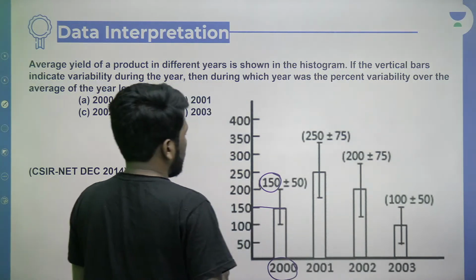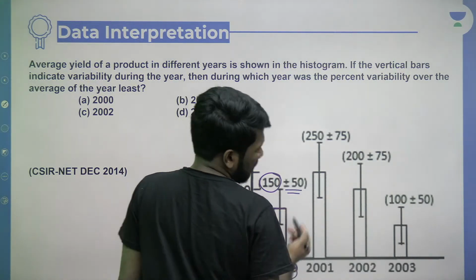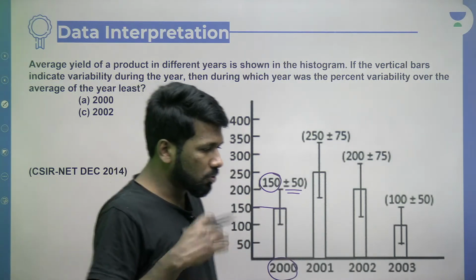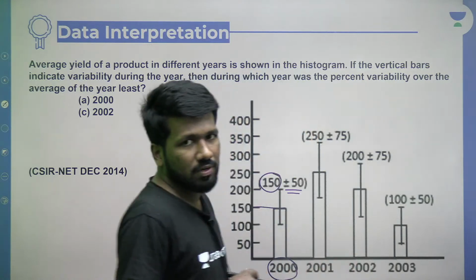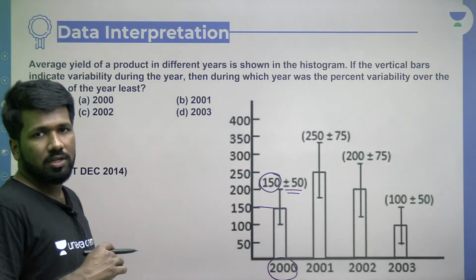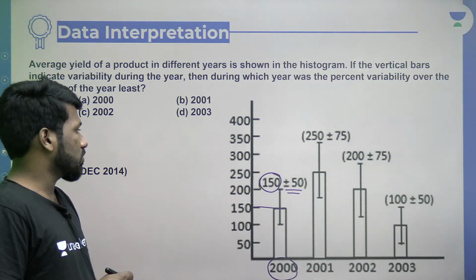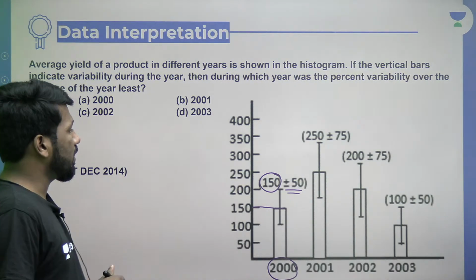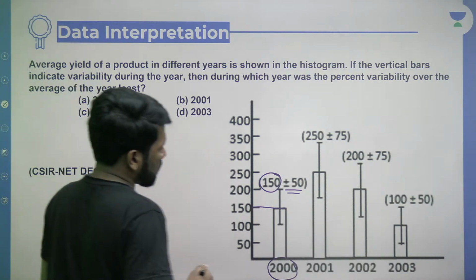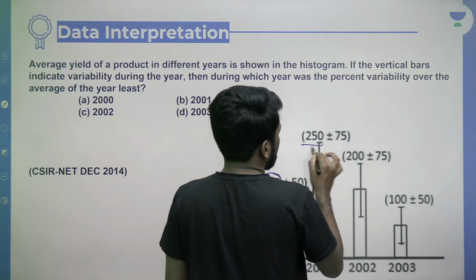2000 में on an average 150 plus or minus 50. Plus or minus 50 means it can vary maximum up to 150 plus 50, minimum up to 150 minus 50. That is the meaning of plus or minus 50. I hope that is clear. Plus or minus 50 idea, that is called variability.